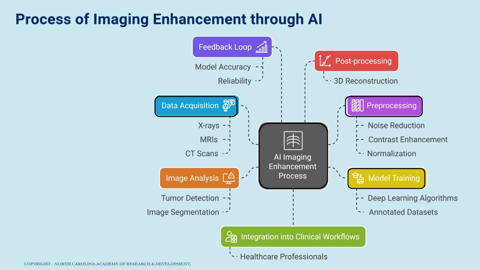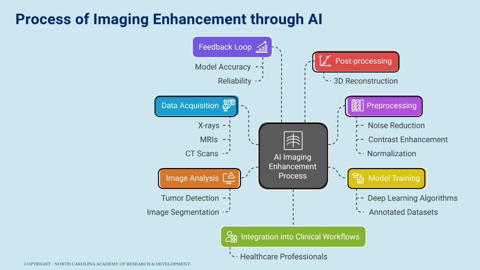After training, the model is ready for image analysis. The AI examines new images, detecting anomalies such as tumors or fractures, and even performing segmentation to isolate important structures. This is where the power of AI truly shines, by spotting details that might be challenging to detect manually. Following image analysis, post-processing refines the results. Techniques like 3D reconstruction offer a comprehensive view of anatomical structures, transforming a basic outline into a detailed, colored portrait.